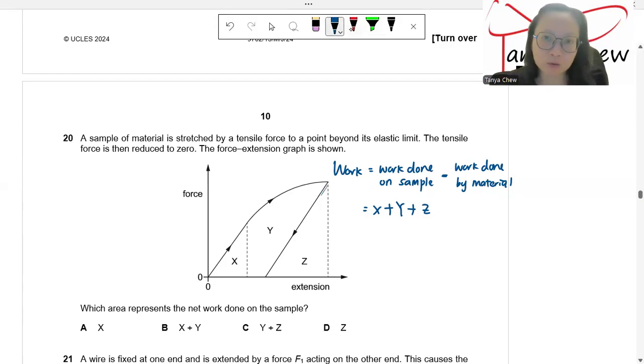Can you look at the arrow? This is the arrow that the material tries to restore back. But too bad, stretched beyond the elastic limit, there is a permanent extension here. So minus C. That is why net work is X plus Y, which is B.